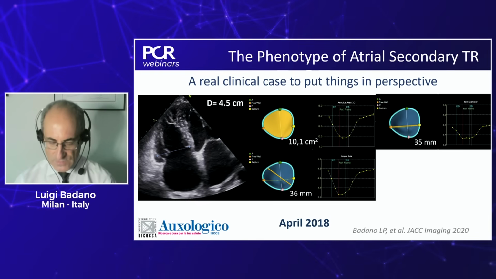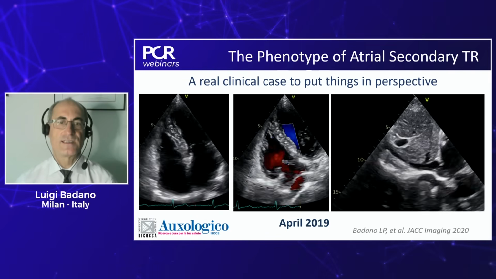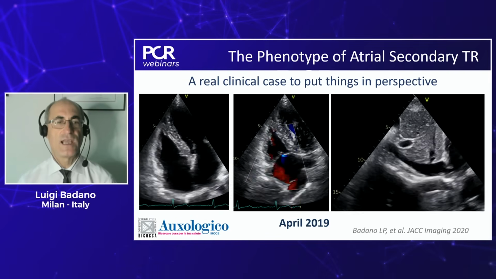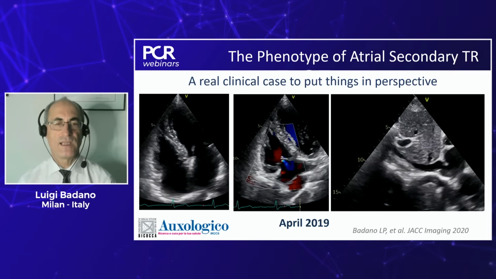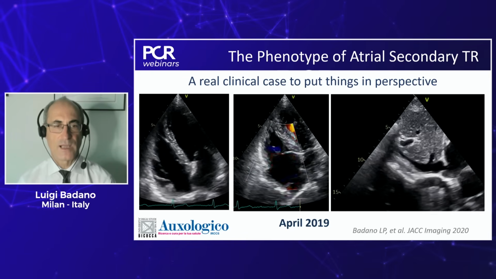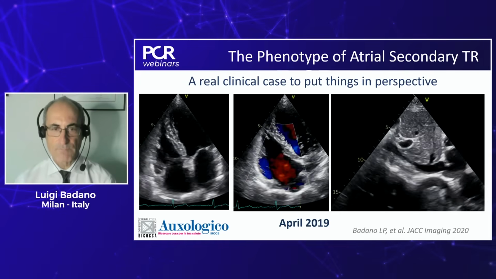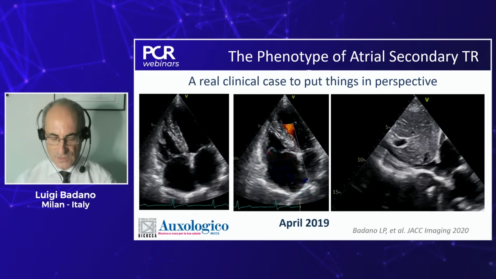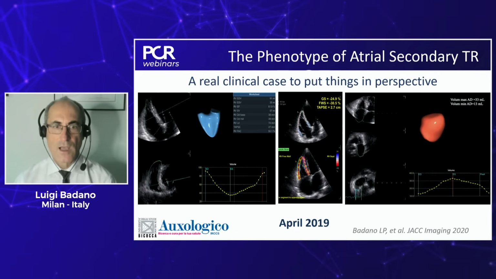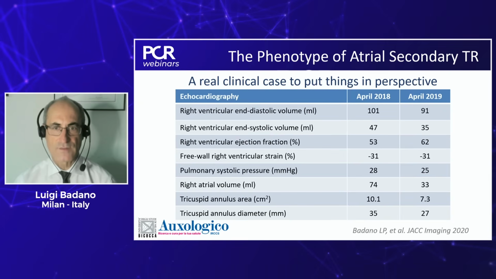Then the patient was followed, and after 1 year, this is the repeated echo. She had sinus rhythm throughout the year, and there was a reverse remodeling of the right atrium and of the tricuspid annulus, with the disappearance of that torrential tricuspid regurgitation. Again, we made all the quantitative assessments that are available today on a modern echocardiography system.